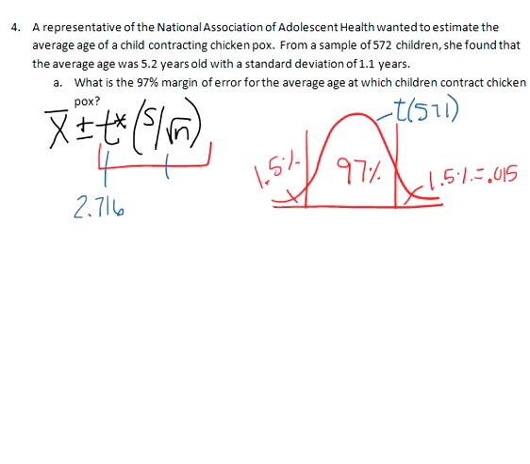And s over the square root of n, according to problem 3, is 0.046. So if we multiply the two of those values together, we end up getting a value of 0.1. So the margin of error is 0.1 units.